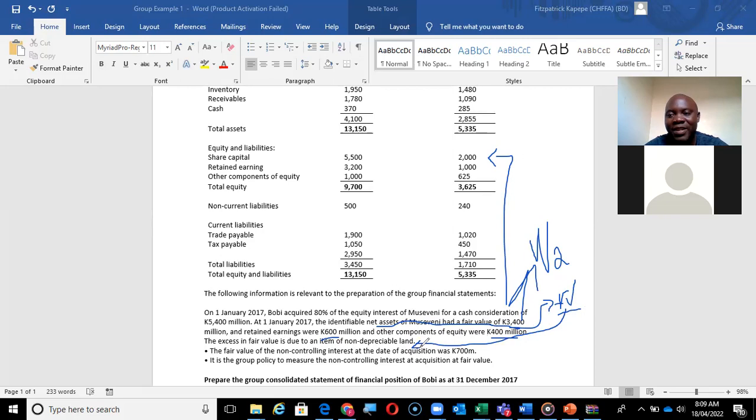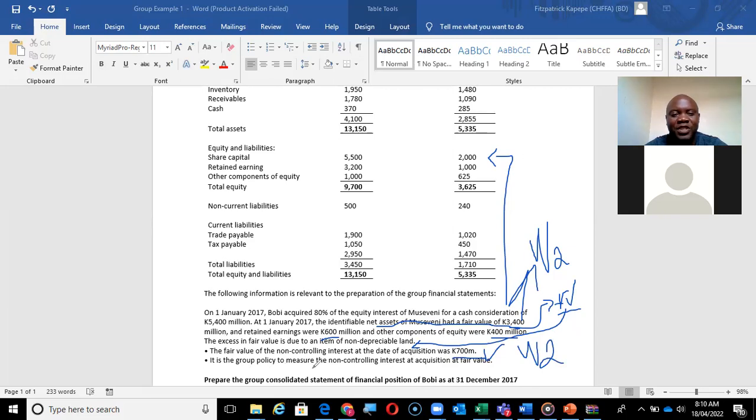So we don't need to crack our heads on determining how much depreciation was there at the time that we were acquiring the subsidiary company so that we subtract it. So we know it's non-depreciable, so we will not lose sleep whatsoever. The fair value of a non-controlling interest at the date of acquisition was 700. So here the examiner is indirectly telling us that we should not use the proportion of net assets, but we should go for the fair value. So we use this fair value in our working.